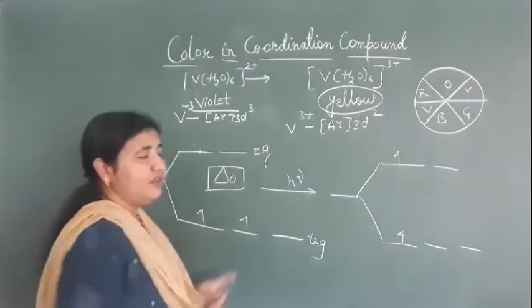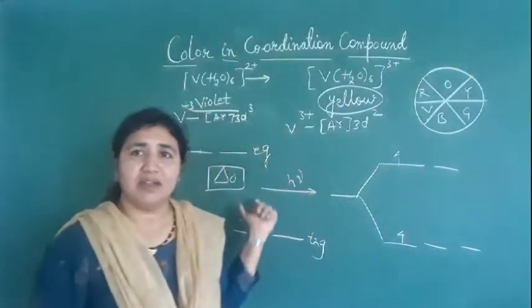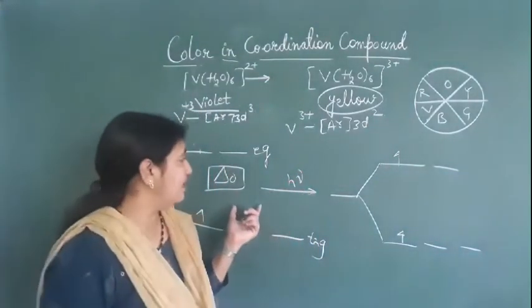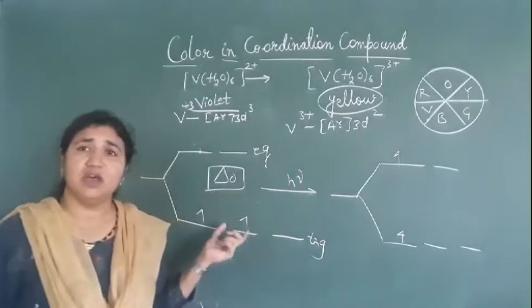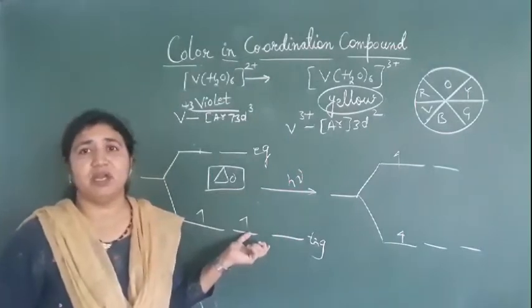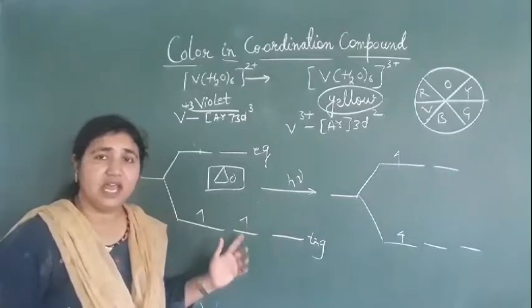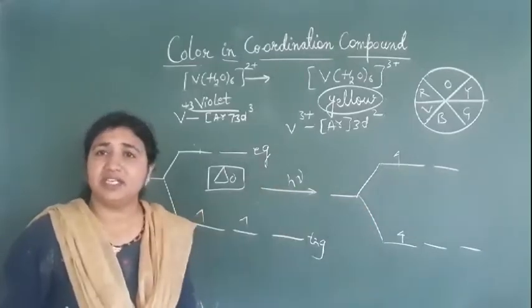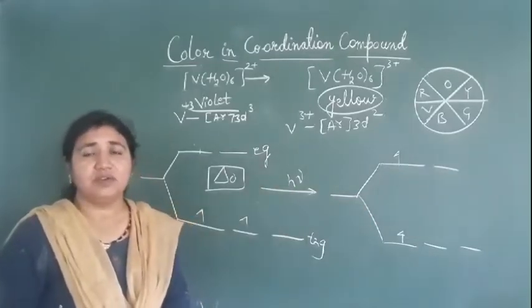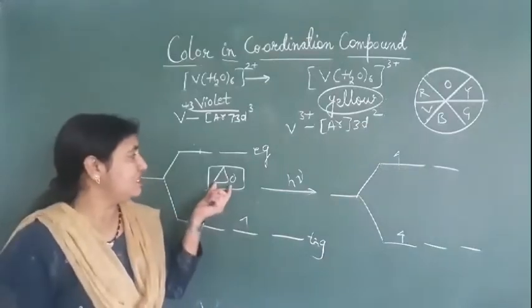If this value is high, the color will be different, and if it is low, then also the color will be different, because they will absorb that energy wavelength here and reflect the high energy wavelength here. Okay, so we have to see this one now.